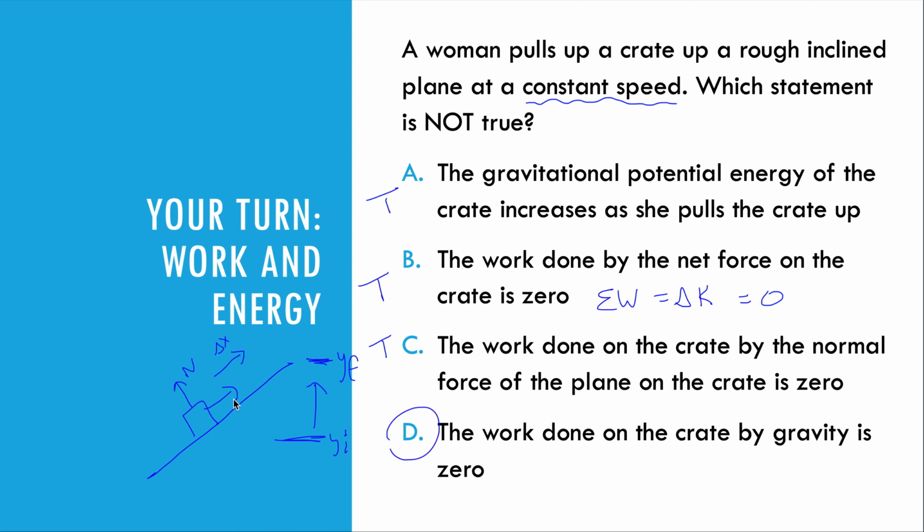We know that the work done on the crate by gravity is equal to the negative change in potential energy. And there is a change in potential energy because there is a change in height, so there is work done by gravity. Now you should take a second to think. Is the work done on the crate by gravity positive or negative?